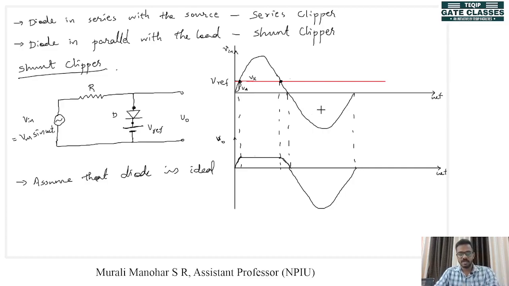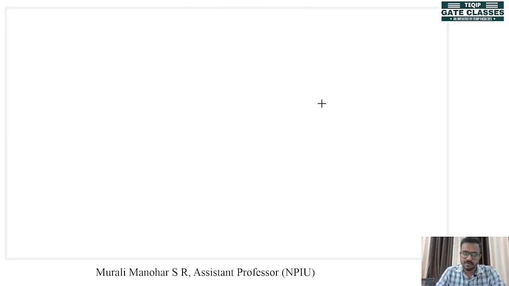Now if we do something, it can change into a negative clipper. Think about it. You can pause the video here and think about it. What will change the circuit into a negative clipper? If you got the answer or you didn't, we'll see that.